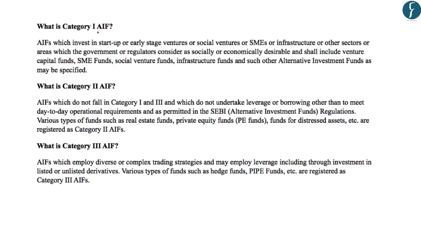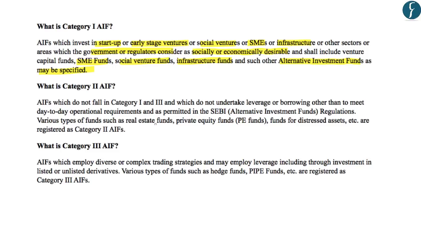Now, with respect to Category 1 AIF, it mentions that AIFs which invest in startups or early stage ventures or social ventures or SMEs or infrastructure or other sectors or areas where the government or regulators consider as socially or economically desirable and shall include venture capital funds, SME funds, social venture funds, infrastructure funds and such other alternative investment funds as may be specified. So these are the AIF category 1.